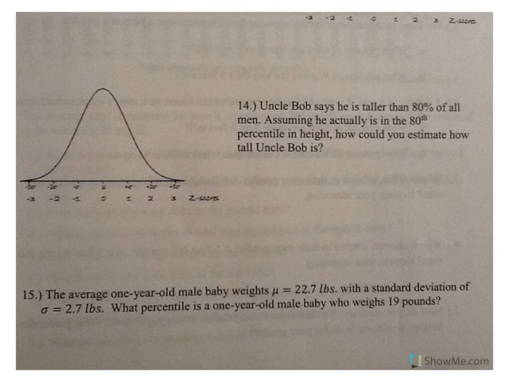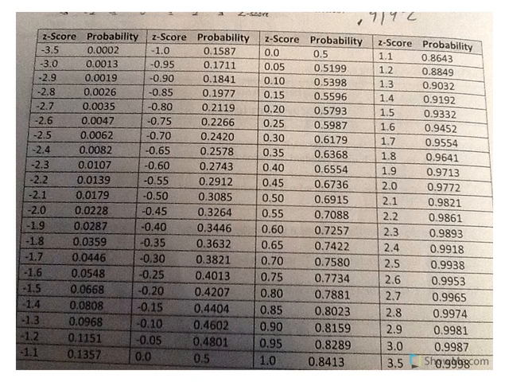Anyway, number 14. We're going to go from a different way. Okay, and I'm actually going to pause this for a second. All right, so we're talking about Uncle Bob here in number 14. Uncle Bob says he is taller than 80% of all men. So he is saying that his percentile is the 80th percentile. Let's change that to a decimal, which gives me 0.8. So Bob is telling me that this is his probability. From that, we need to find the Z-score, so we're working backwards.